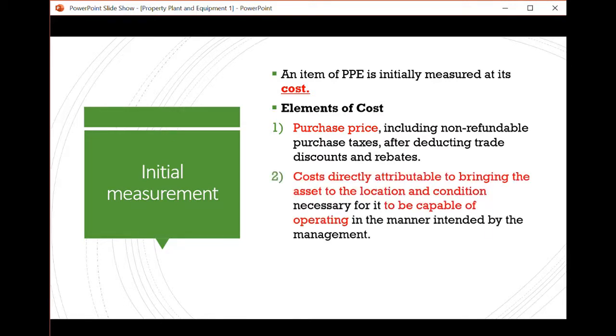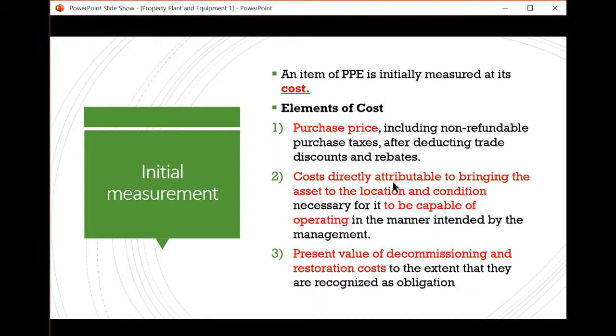So it is already deducted. Then costs directly attributable to bringing the asset to the location and condition necessary for it to be capable of operating in a manner intended by the management. And you have the present value of the decommissioning and restoration cost. So actually these are the basic items, but if you go through the different types of PPE, each has its own list of specific components of their cost. So this is a general list of items that will be included for all types of PPE.